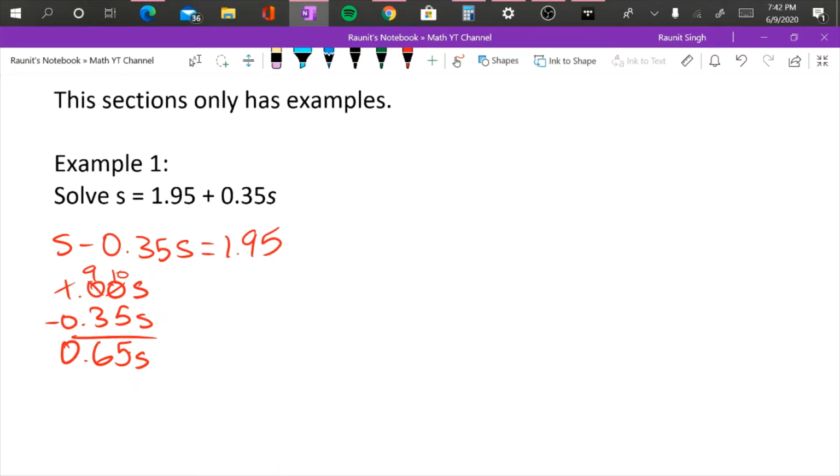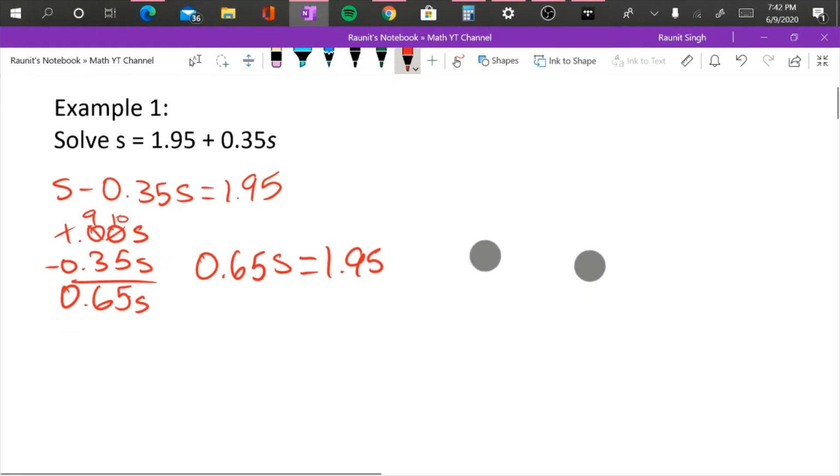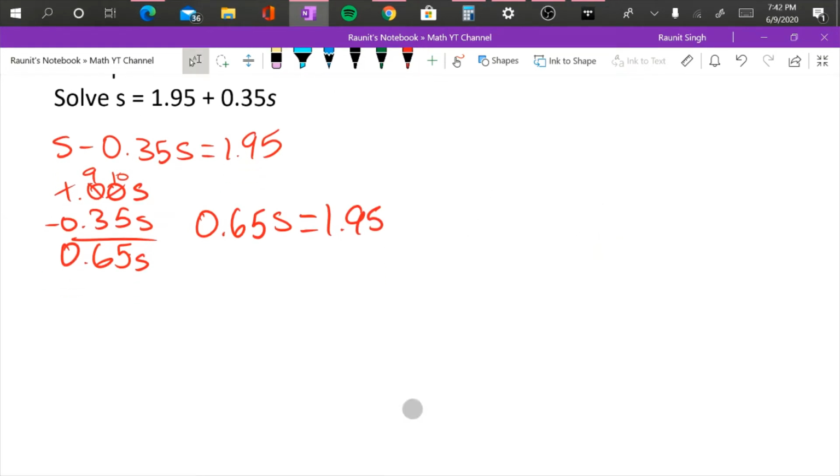Okay, so let's move on. So we get 0.65s equals 1.95. Now you're going to divide both sides by 0.65, and you get s equals 1.95 over 0.65.